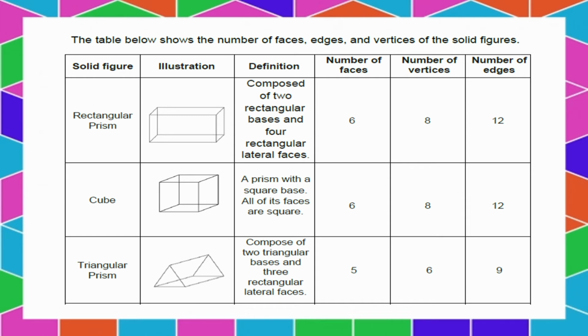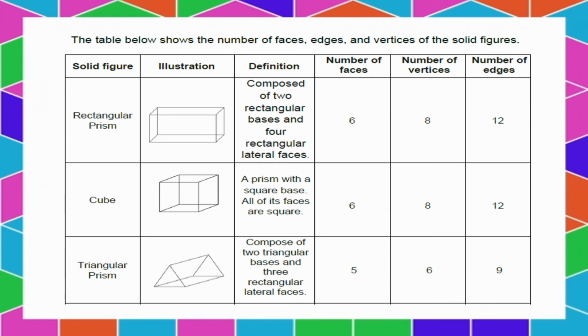Okay, now let us study this table. As you can see, we have here the name of the solid figure, the illustration, definition, number of faces, number of vertices, and number of edges. So let us read one by one. The first solid figure is what we call a rectangular prism. Again, take a look at the illustration and memorize.